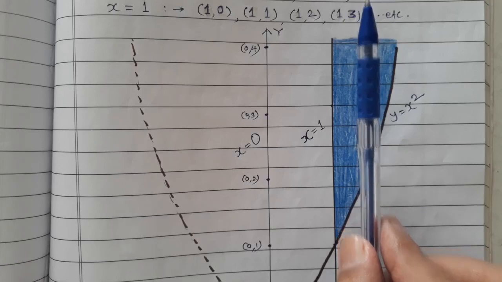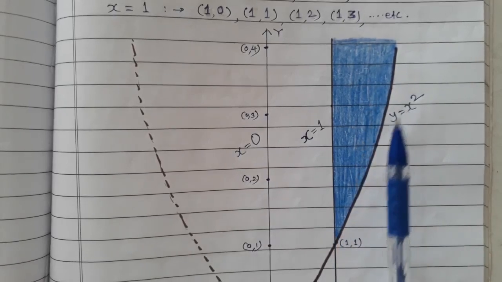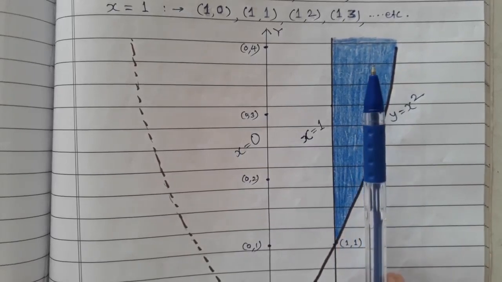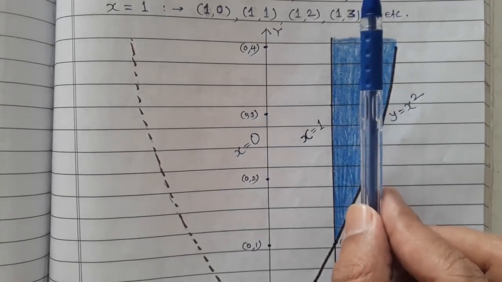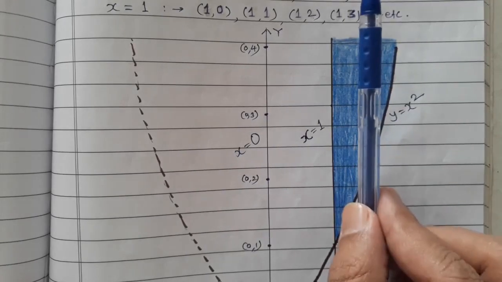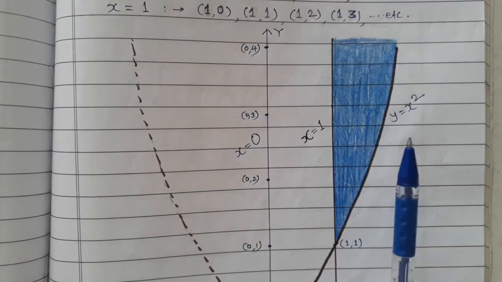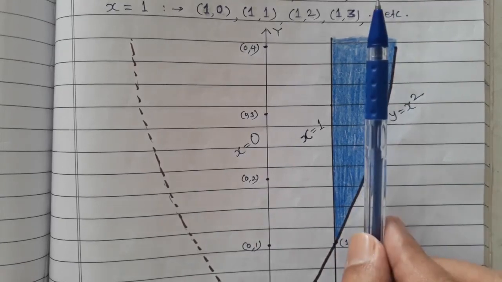Therefore limits of y are y equal to x square, this wall, then color, and after that it will not go out of the color but it directly reaches infinity. So limits of y are y equal to x square to y equal to infinity.